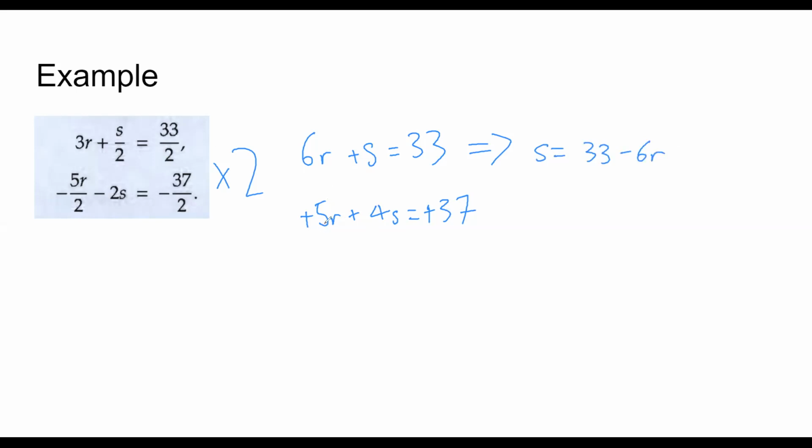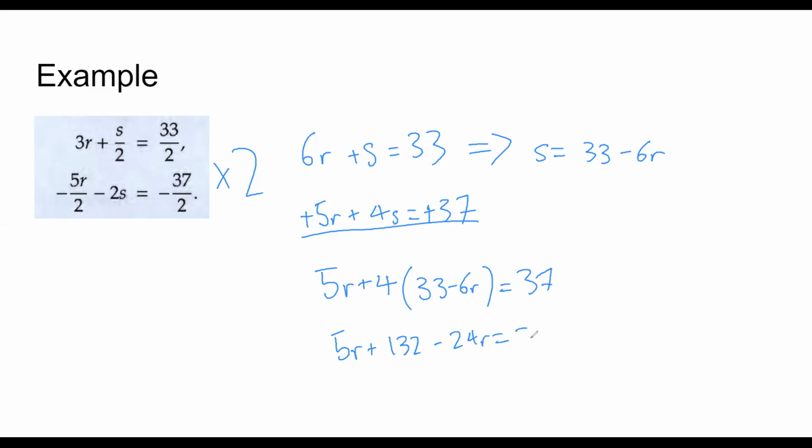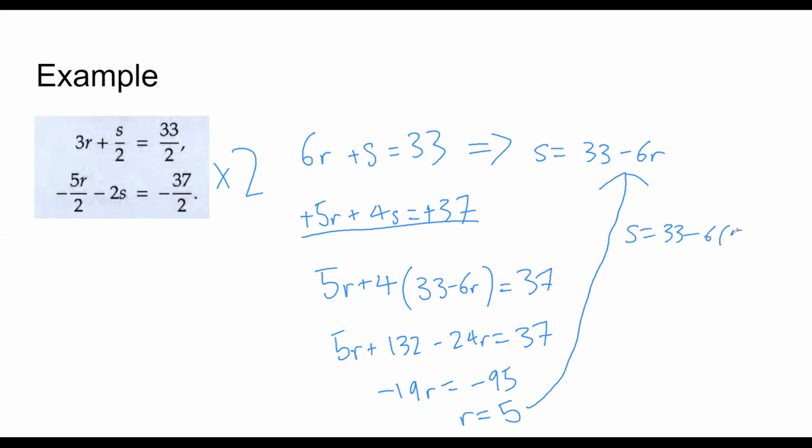And after we have this, we plug it into this equation here. We have 5r plus 4 times s, which is 33 minus 6r, equals 37. And then we just do the math here. Minus 24r equals 37. Negative 19r is equal to negative 95. R is 5. And then we plug it back in here. S is equal to 33 minus 6 times 5, which is 3. So our solution here would be R equals 5, S equals 3.